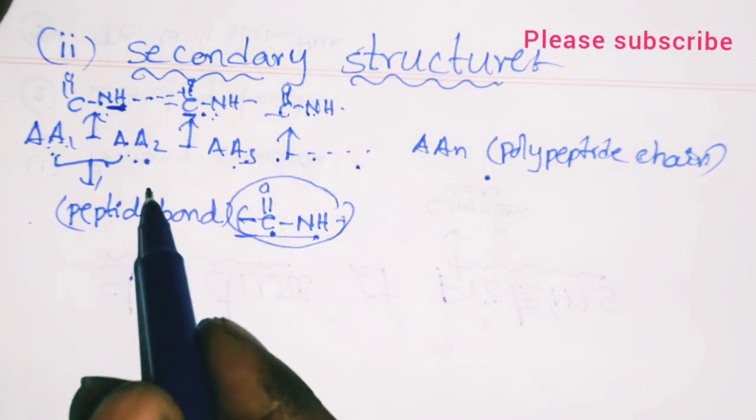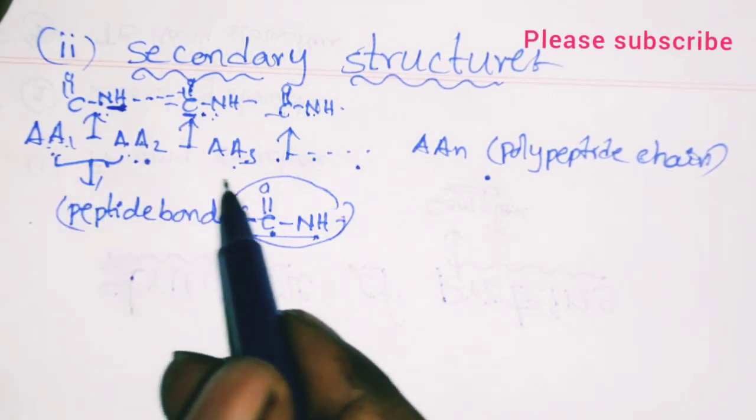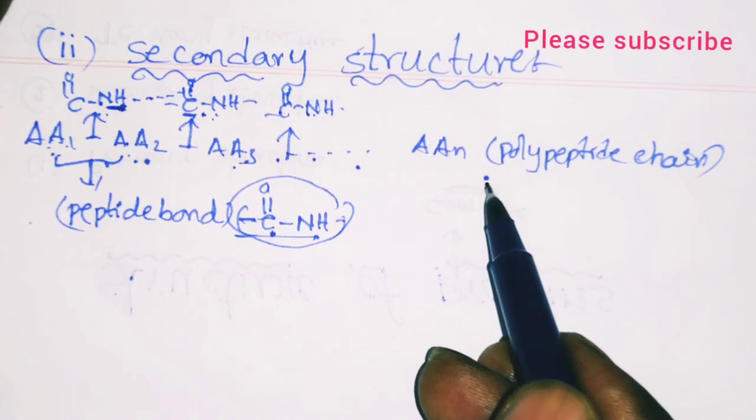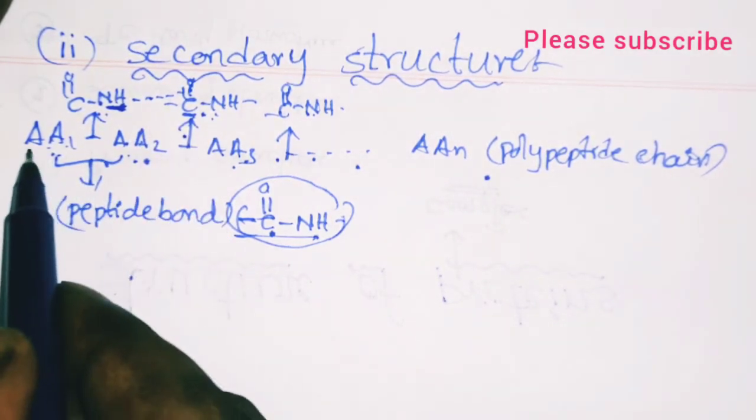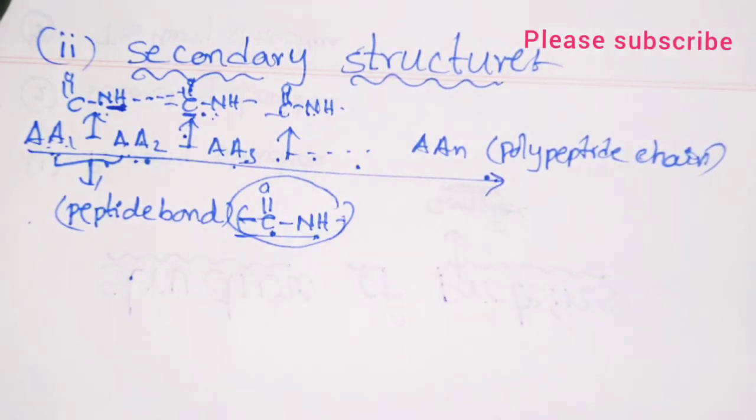Because of this, although we think it is the longest straight chain, it does not exist as a straight chain. It is converted into a spherical shape, otherwise into folded structures. There are mainly two types of folding: one is the alpha helix, another is the beta pleated sheet. Because of this hydrogen bonding, these polypeptide chains can exist in two types of structures.